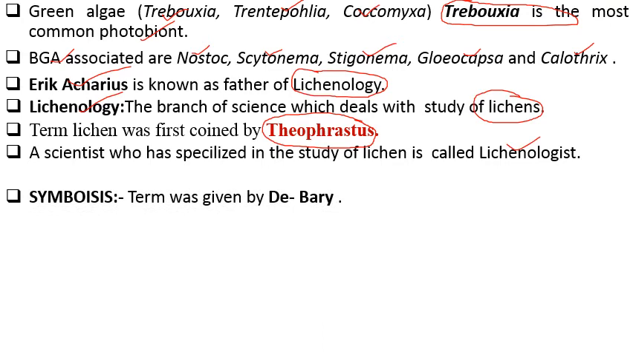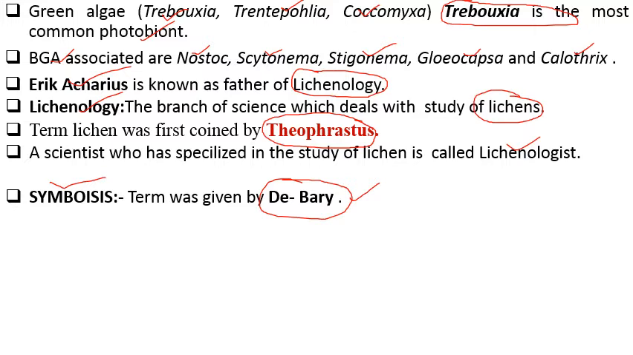Then there is a term most frequently used in case of lichens, that is symbiosis. Symbiosis means that two different organisms live together and are fully dependent upon each other. Sometimes we use another term, mutualism, in place of symbiosis. This term symbiosis was given by De Bary.